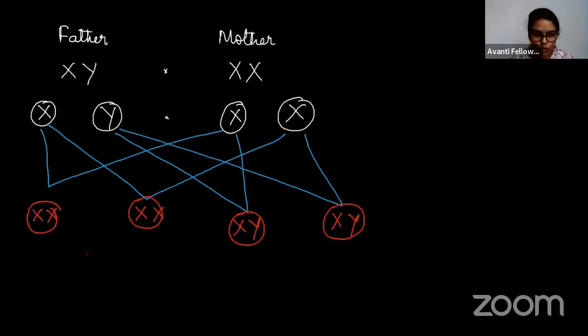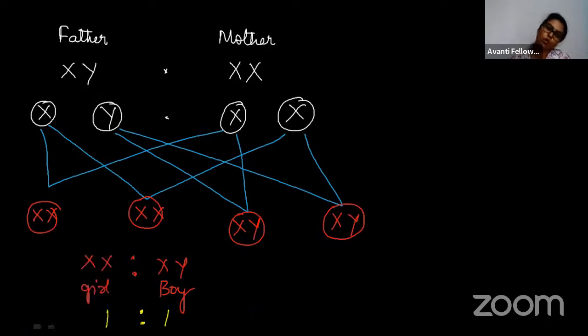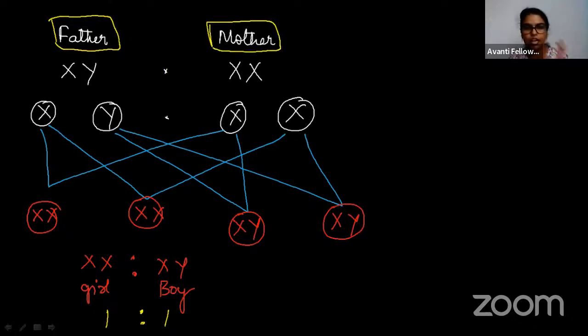Let me write it now. That is XX, or we can say girl child, to XY, that is boy child, is how much? This is 1:1. Can we say that? This is 1:1. So how much is the probability? See, there is a family of father and a family of mother. These two together make a family, and if they are crossing to get the child they're expecting, there is a 50% possibility, and it is very expected also. Either we can have a 50% girl or a 50% boy.